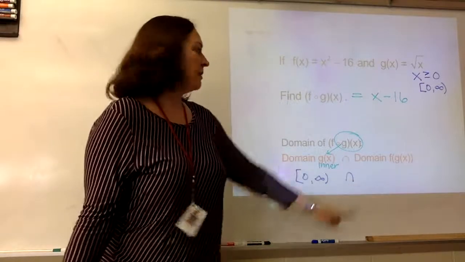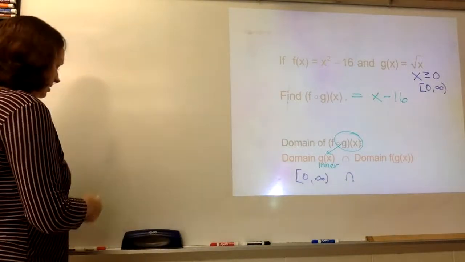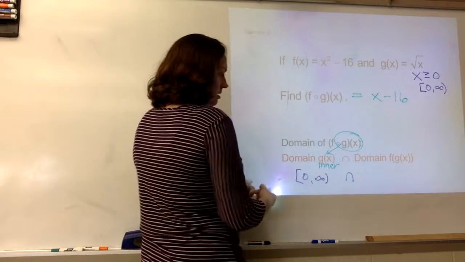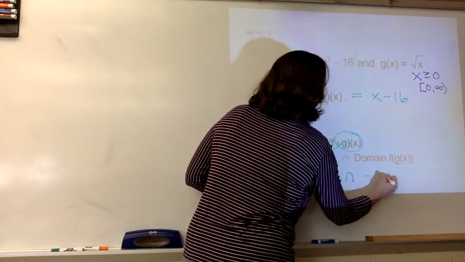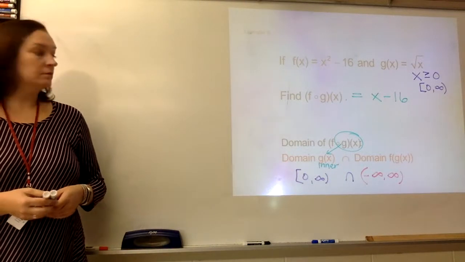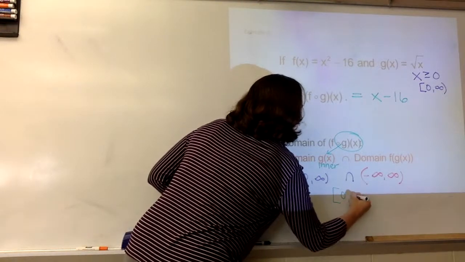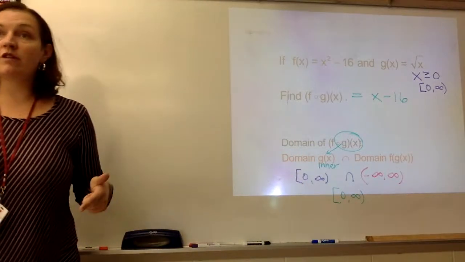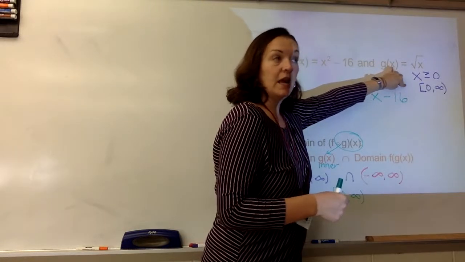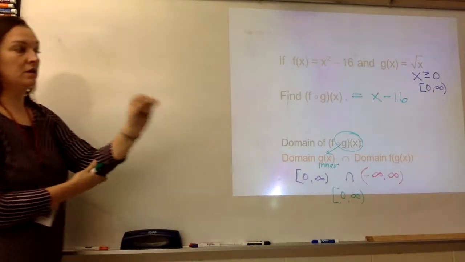And what's the domain of my new function, x minus 16? What's that domain? Negative infinity to infinity? All right, so this one's going to be negative infinity to infinity. So what's the overlap of those two? 0 to infinity. If you are literal with this and it says f of g and you just tell me the domain of this, it will be wrong because you never considered what you were starting with to put into the function.